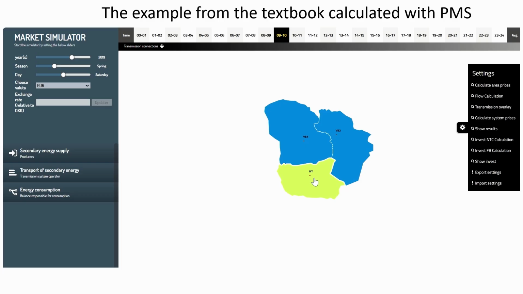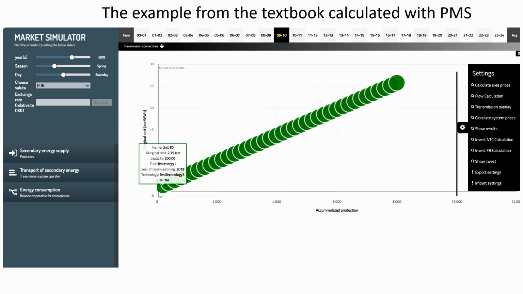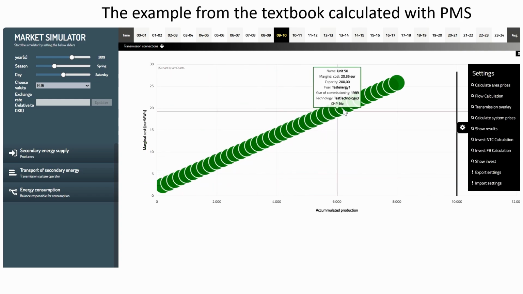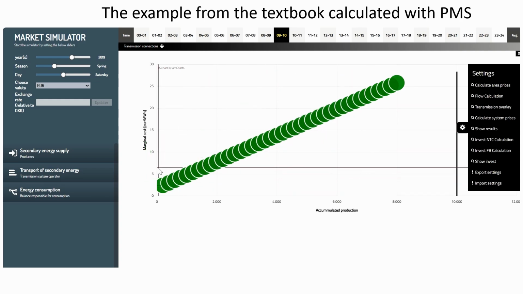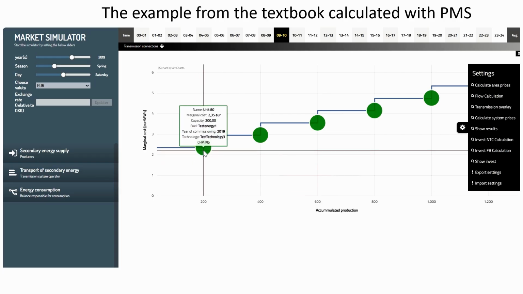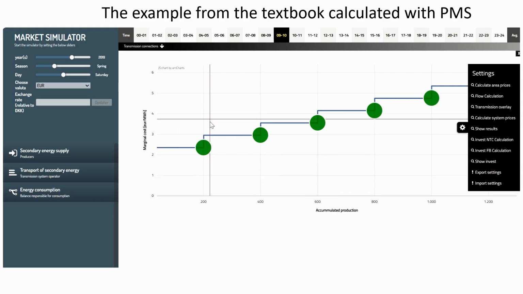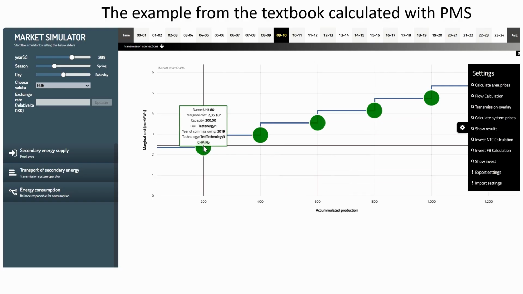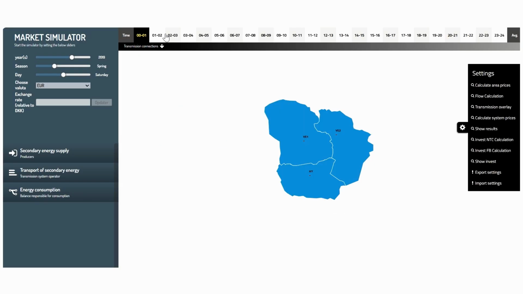And finally, in HI, the unit in node C is approximated with this staircase curve here, where the first unit here also has a capacity of 200 megawatt. And when we have a production of 200 megawatt, the marginal cost here will be 2.35 euros, which is the same as in the textbook. These hours here is P1, and these hours here is PE2.